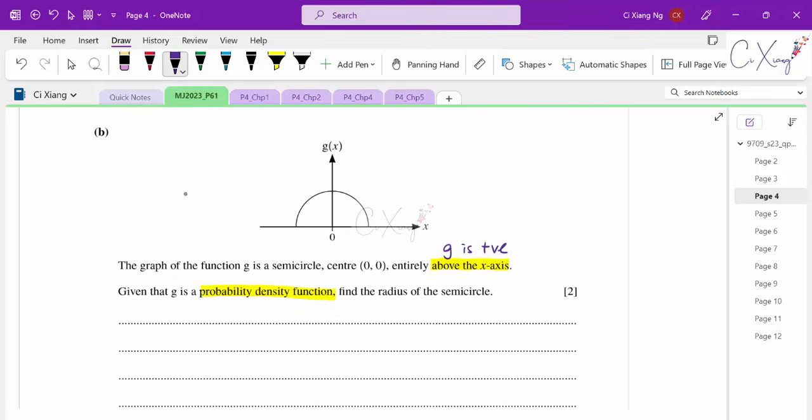Now they mentioned that g is a probability density function. Find the radius of the semicircle. So from this keyword here, we know that g also fulfills the second criteria. So what is the second criteria? That means the area under the graph should be equal to 1. Right, so I can write this one. The second criteria will be the area under the graph should be equal to 1, which means it is a total probability.